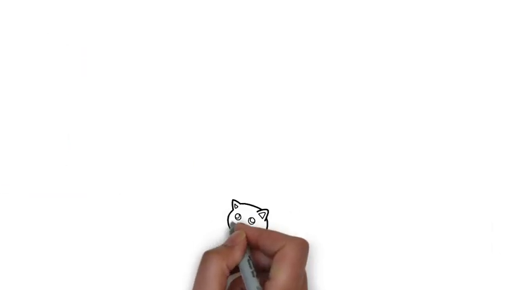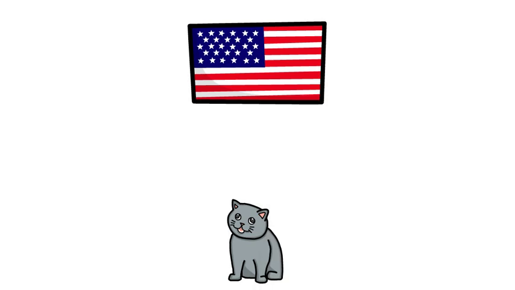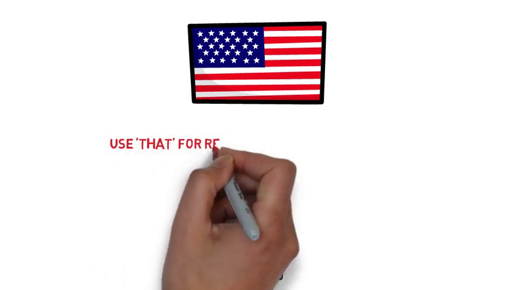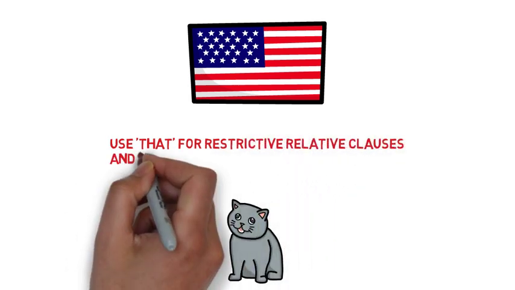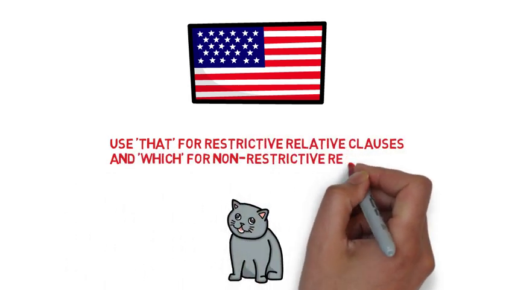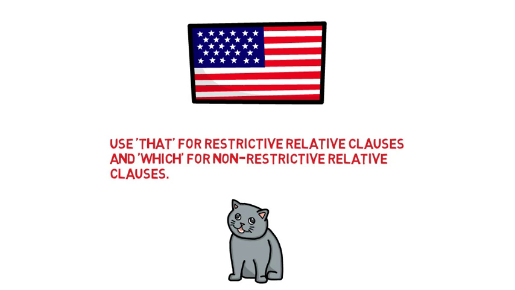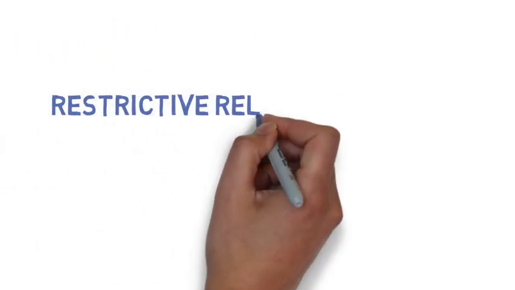Now, English learners tend to prefer the American practice because it's fairly clear-cut and easy to understand. So we'll start with the US way of doing things, which is use that for restrictive relative clauses and which for non-restrictive relative clauses. Now, if you're anything like my students, right now you're thinking, what by Thor's hammer are restrictive and non-restrictive relative clauses? So, let's clear that up right now.